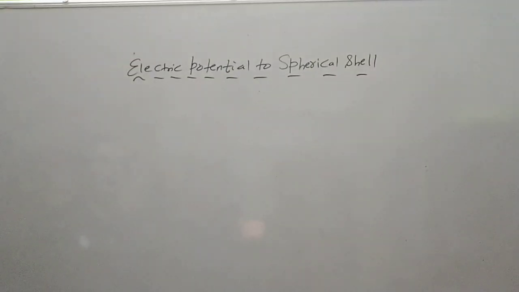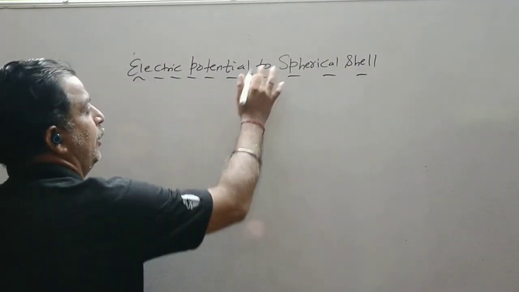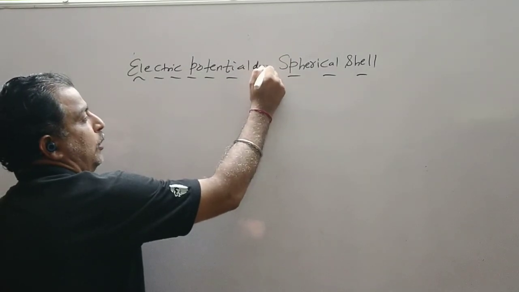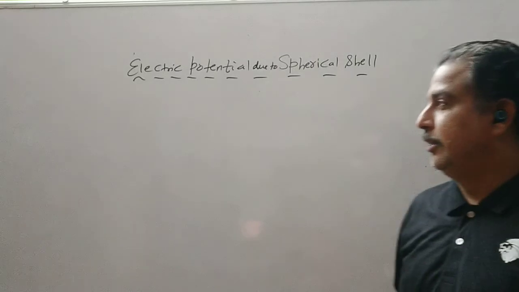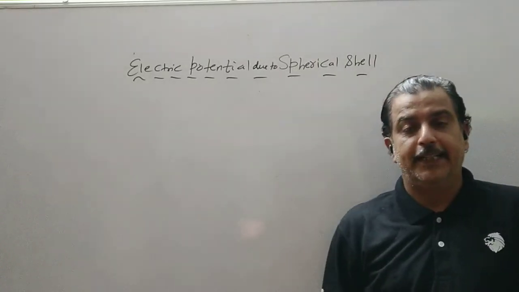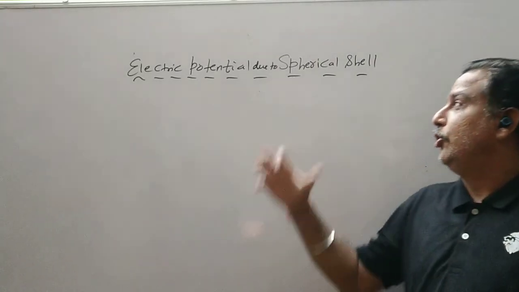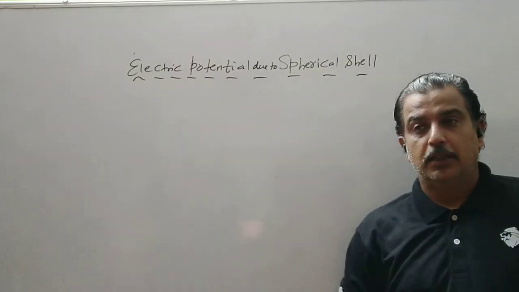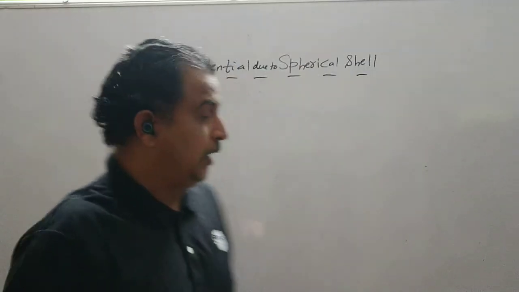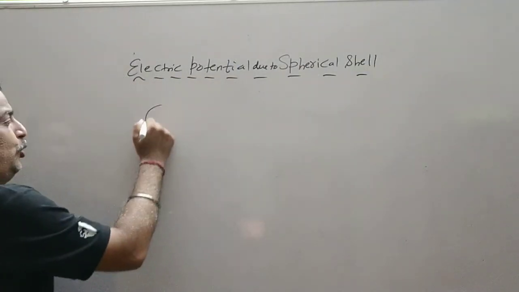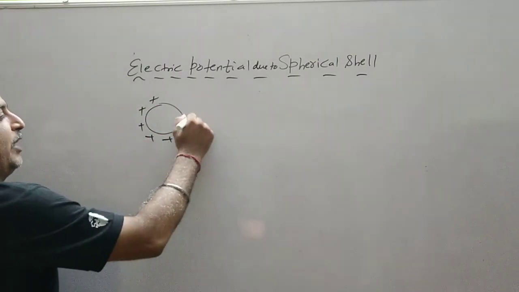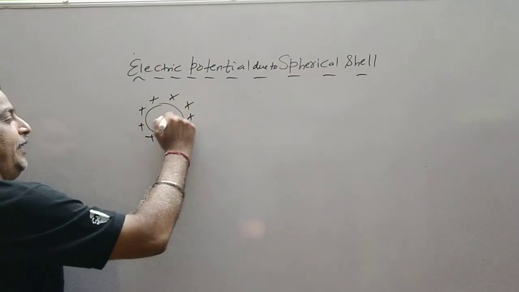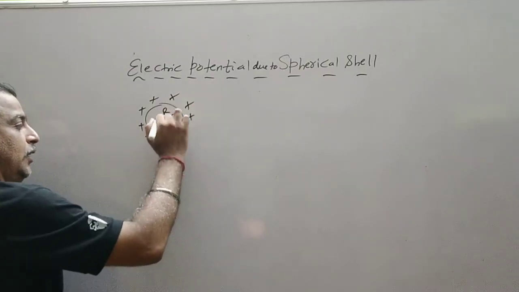Now next is electric potential due to spherical shell. In chapter 1 we found the electric field intensity due to spherical shell. Spherical shell means a hollow sphere. Now the charge is uniformly distributed on the surface of a spherical shell of radius capital R.